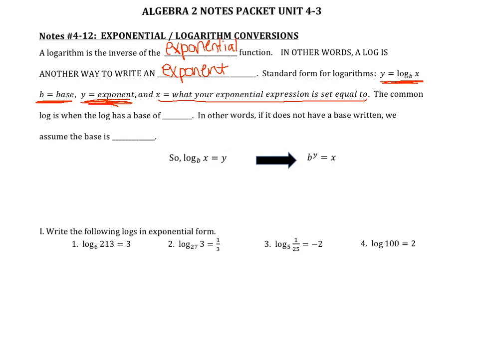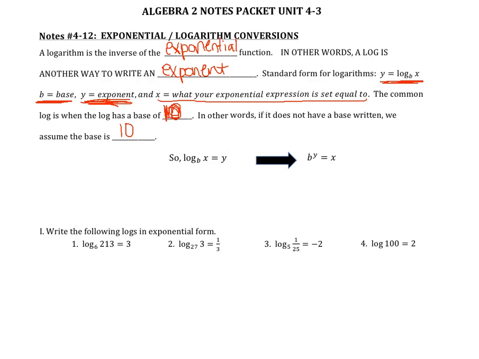The common log is when the log has a base of 10. So just like in exponents, if there's not an exponent written, we assume that exponent is 1. Well, in logs, if there is not a base written, then we assume that the base is 10. It's a terrible looking 10. In other words, if it does not have a base written, we assume the base is 10.